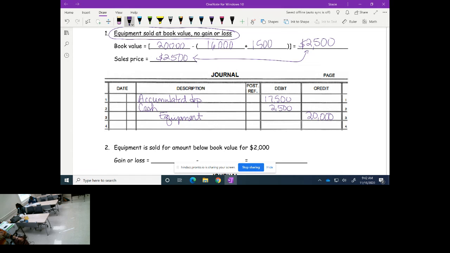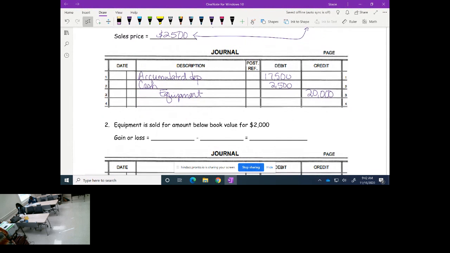Okay, so in the second scenario, we're selling it for an amount below book value. So we're selling it for $2,000. That's what they're telling us. It's below book value, $2,000. So our sales price is $2,000. Our book value is $2,500. So we're going to have a loss of $500.